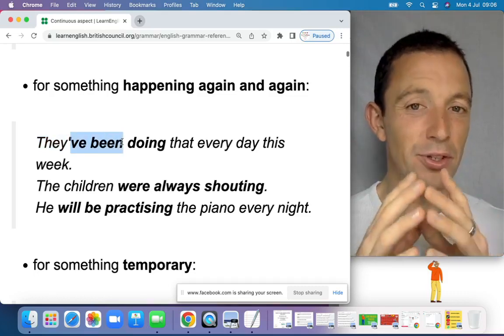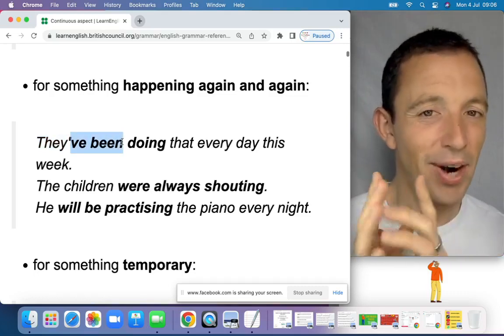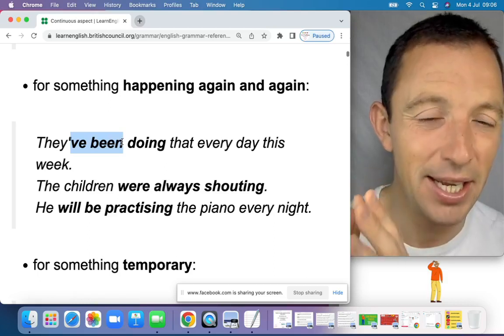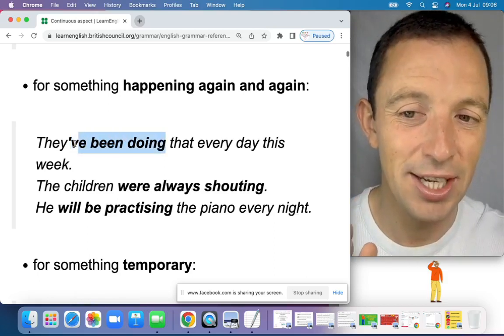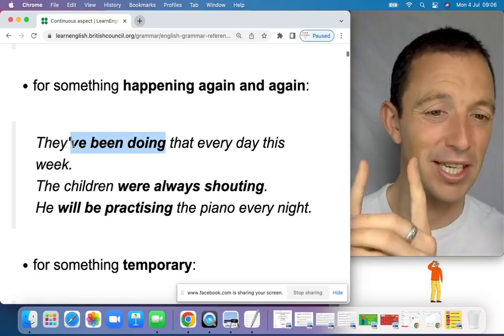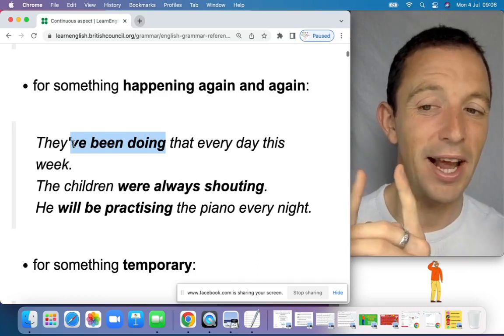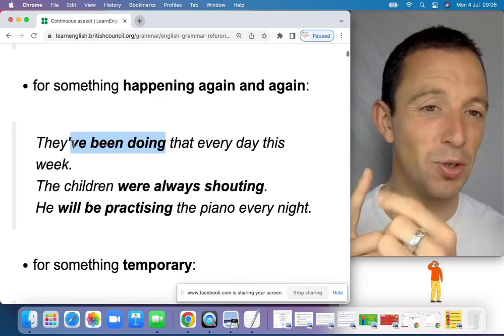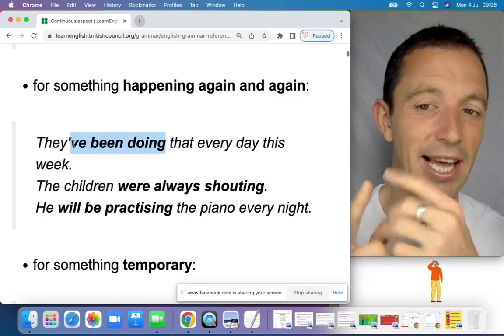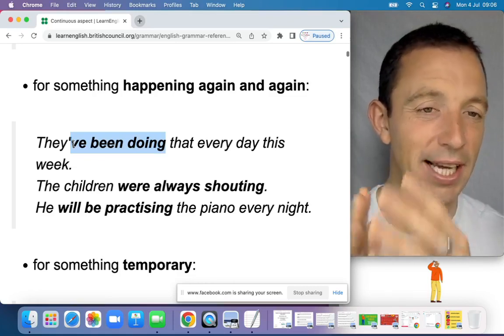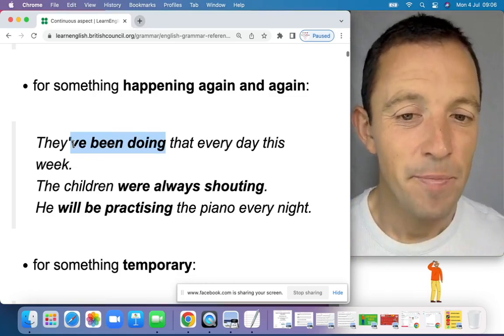Auxiliary verb, to be. In the present perfect, they have been plus the ing. So this is the present perfect continuous. They have been doing that every day this week. This is something happening again and again. They have been doing it every day this week. Something again and again. Okay.